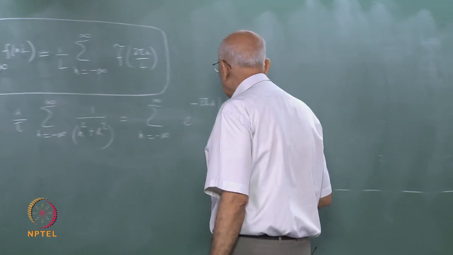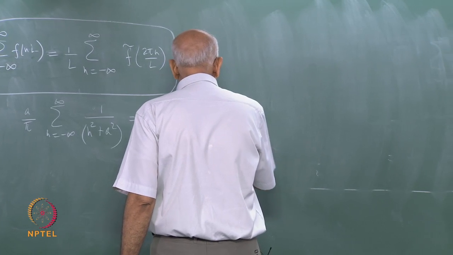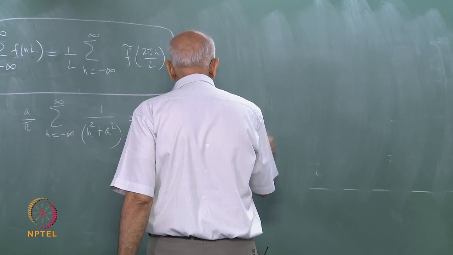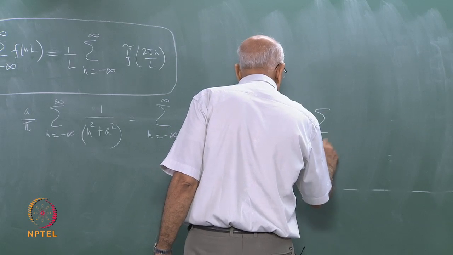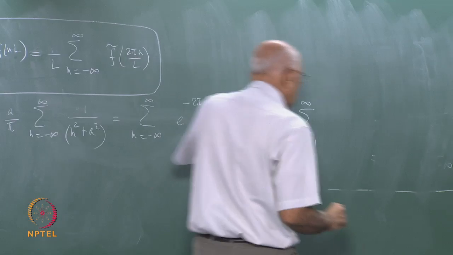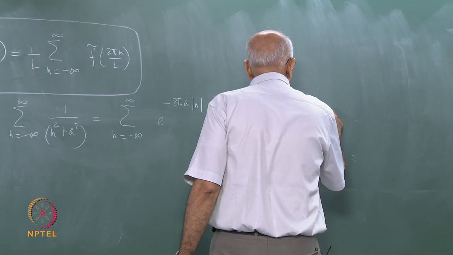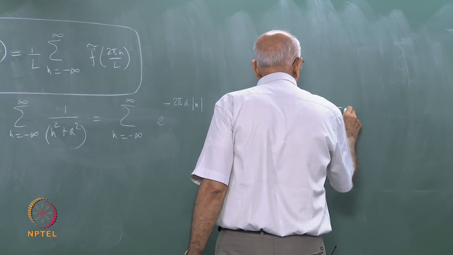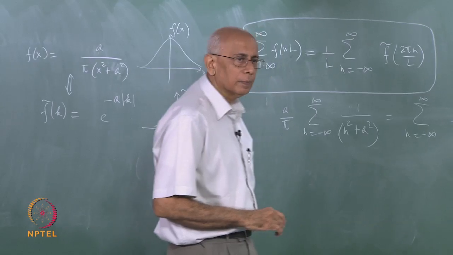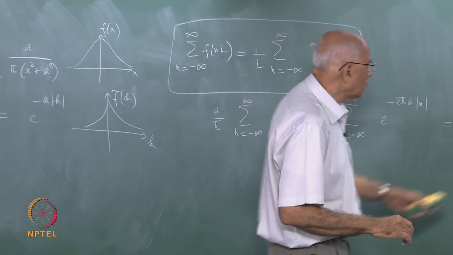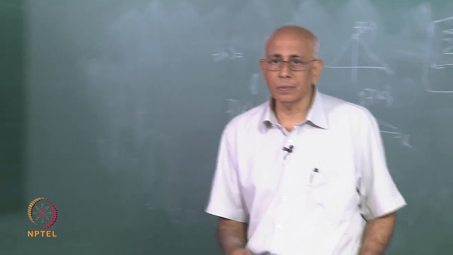We need to simplify this. Let us take the term which is n equal to 0, that is just a 1, plus twice the summation n equal to 1 to infinity, e to the minus 2 pi a n. What is this equal to? Here a is some positive number.